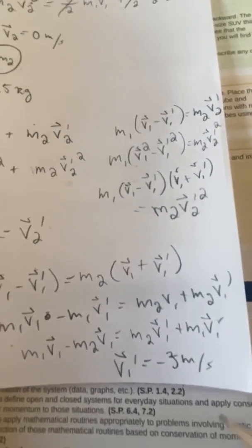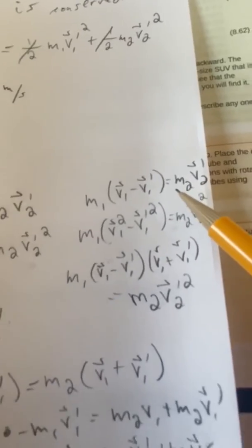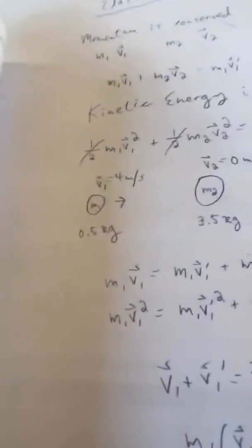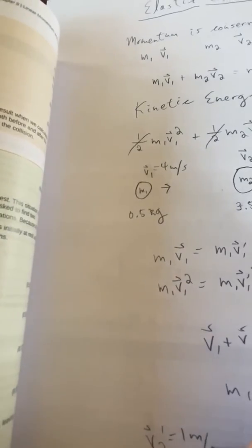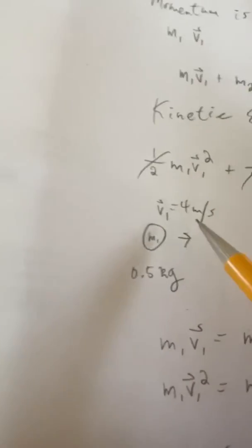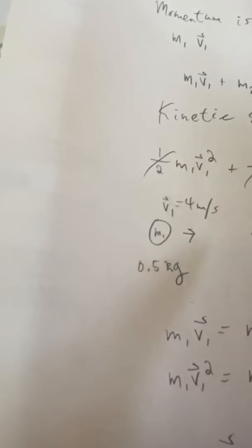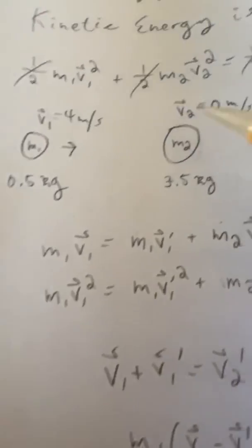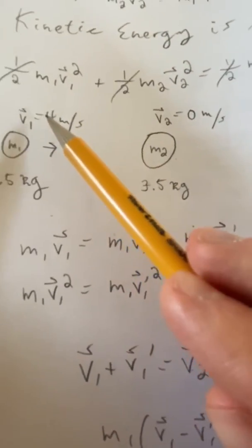And then we can take that and plug it back into any of these equations, and we can use that to solve for v2, which winds up being v2 prime is about 1 meter per second. Okay, so notice that v1 prime is negative, which is in line with our initial assumption. So m1 bounces back. Its initial velocity is positive, its final velocity is negative. And then v2 prime is positive, but it's a lot smaller than v1.